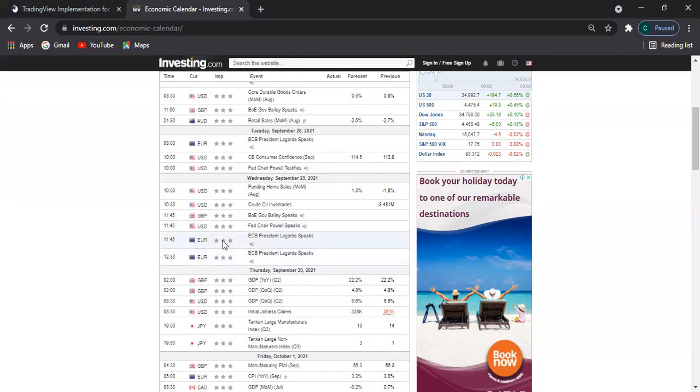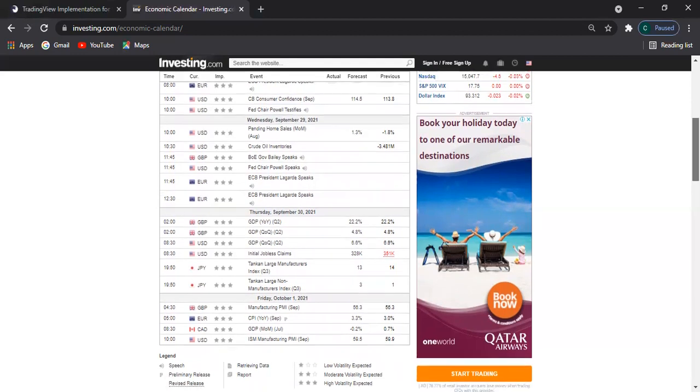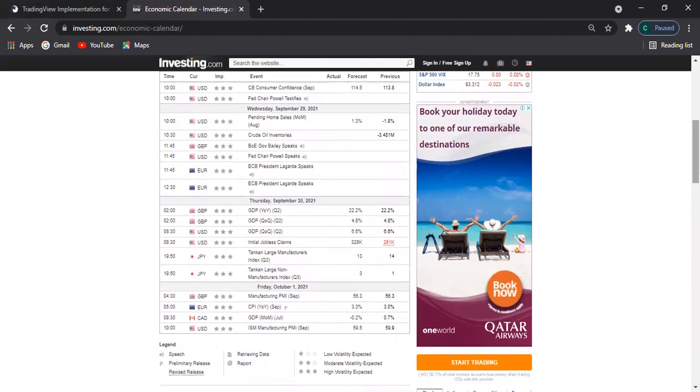ECB for the Euro, and all of these are speeches. I don't really like speech fundamentals because they don't really impact the market at that specific time, or they don't have that strong catalyst to give the market direction as the immediate fundamentals, such as the interest rate, unemployment change, and all that. So the speeches, I mostly ignore them.